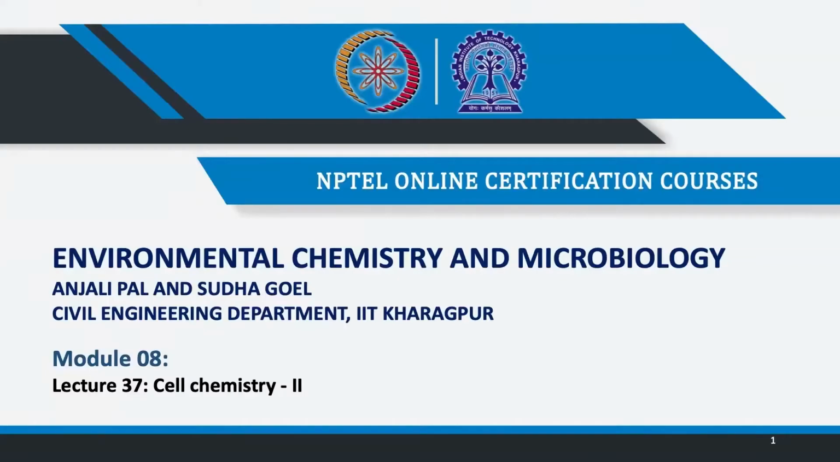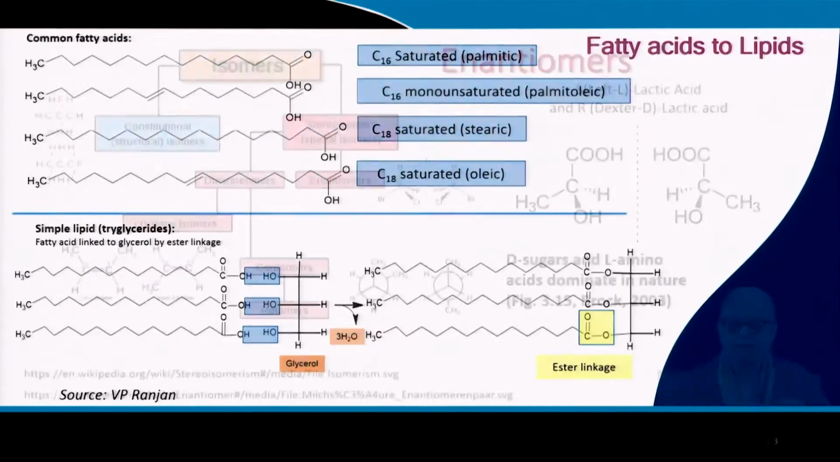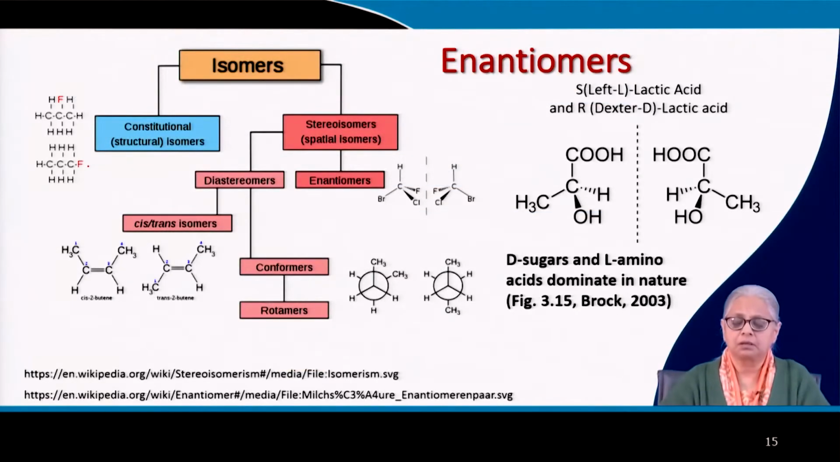Welcome everyone to the second part of cell chemistry. So we're going to be covering the remaining part of this topic. We come to another interesting observation about the compounds that are present in microorganisms as well as higher organisms, and that is isomers. So you have already studied about stereoisomers.